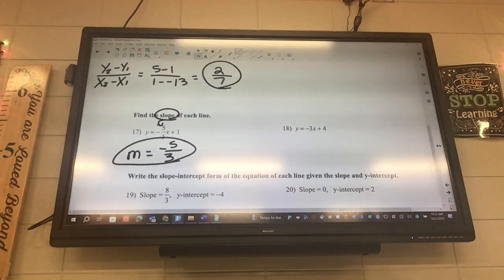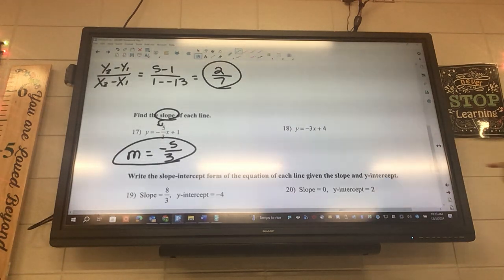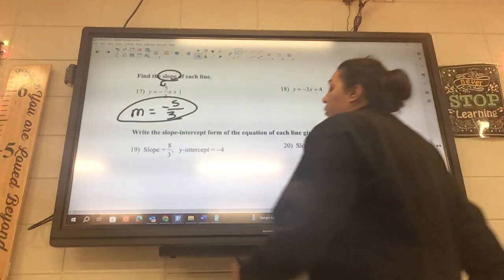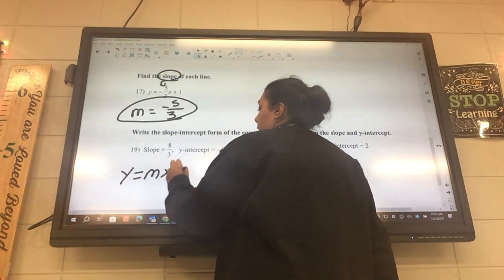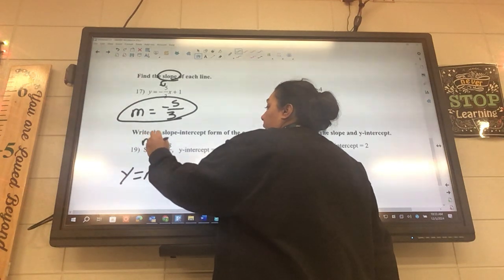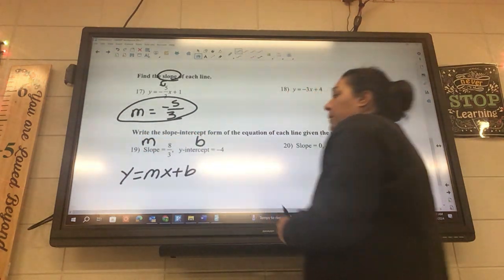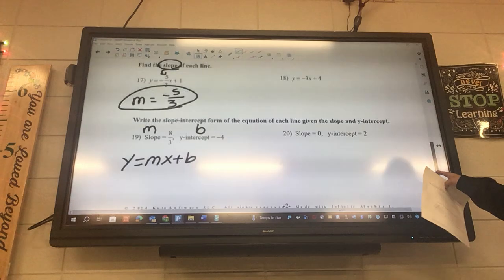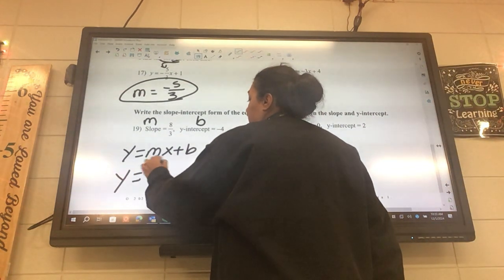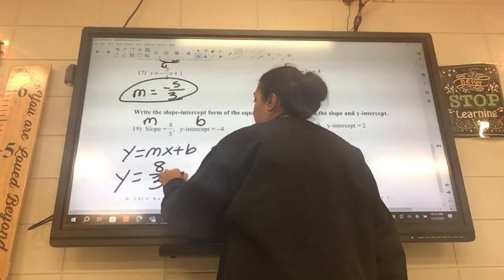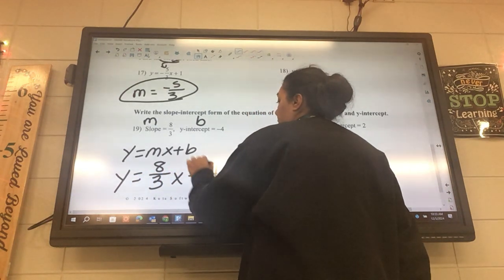Okay, number 19 says write the slope-intercept form of the line. Okay, so I want you to write it. y equals mx plus b. This is my m, this is my b. Okay, so it's going to look like y equals 8 over 3 x minus 4.